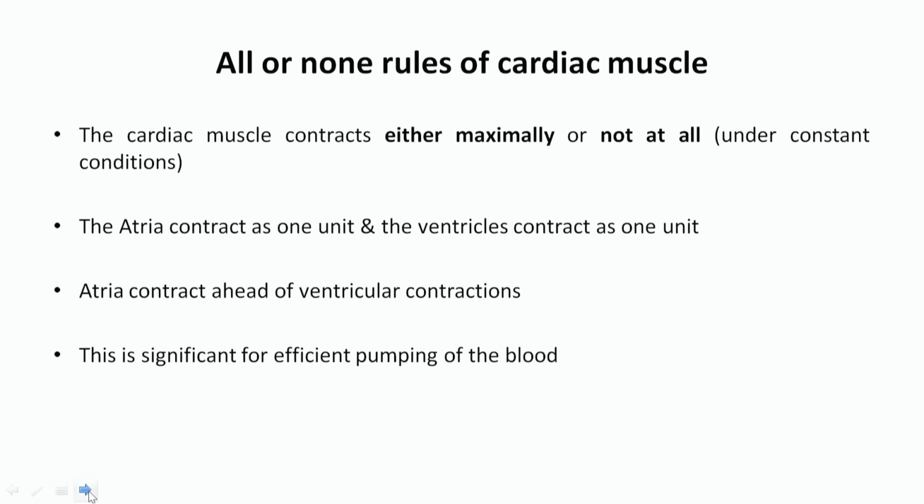Then cardiac muscle follows the all or none principle, which means it will either contract at one time or not contract at all. So either it will contract maximally or it will not contract at all. This is a very important feature of cardiac muscle.